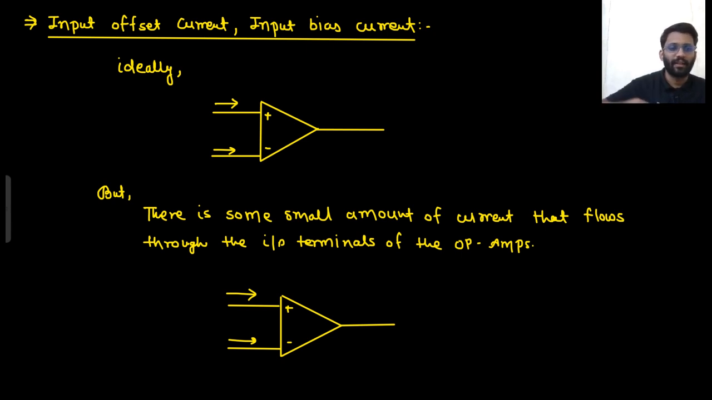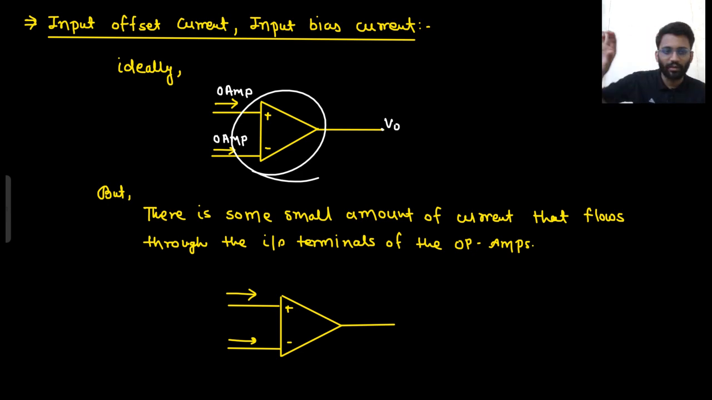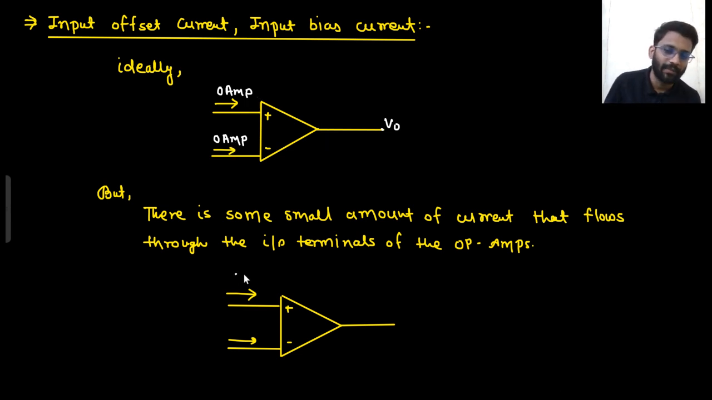Now we are going to see the input offset current and input bias current. We will see both of them parallelly. What is the ideal case? Ideally, we should expect 0 ampere current at the input. Forget about the output. Ideally, there should be 0 ampere current at the input of the OpAmp. But practically, you get some bias current. It can be inward as well as outward. The current can be going into the terminal or coming out of it.